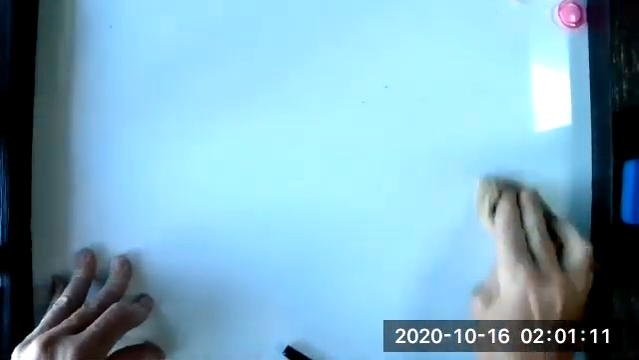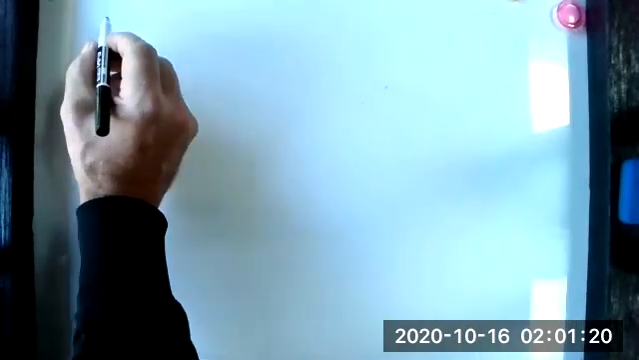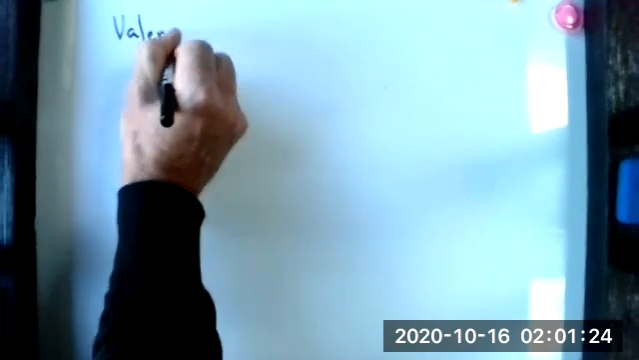Let's get rid of this. The second most important table of your life. 3 columns. Let's do this. Let's go valence.